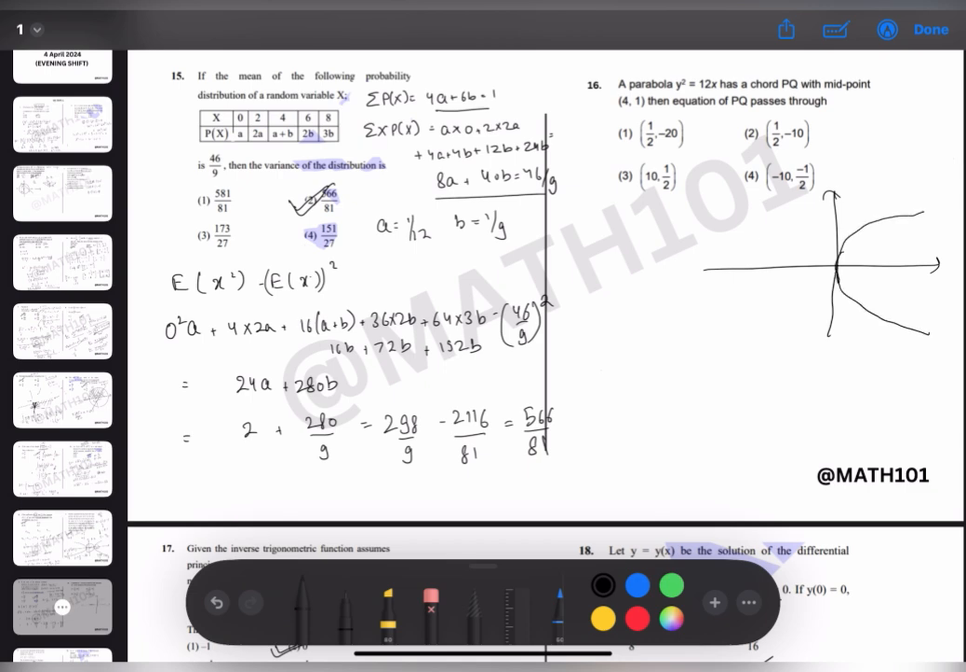Let's start by drawing a parabola, y square equals 12x, and our chord which has the midpoint (4, 1). Let this point be (x, y). So the other point would be (8 minus x, 2 minus y), because the midpoint is (4, 1). Now both of these points should lie on the parabola, which means y square equals 12x and (2 minus y) square equals 12 times (8 minus x).